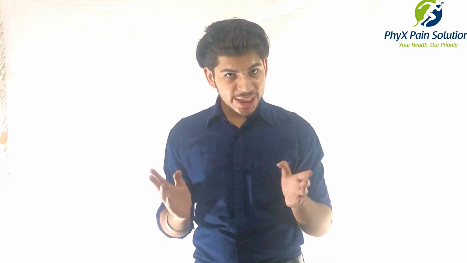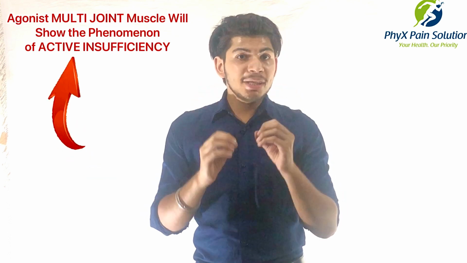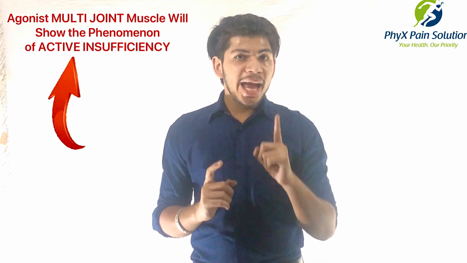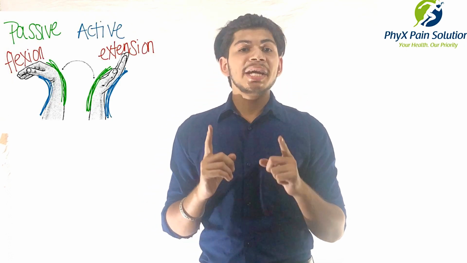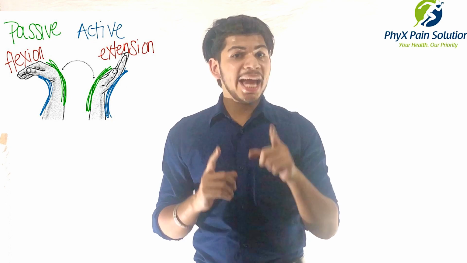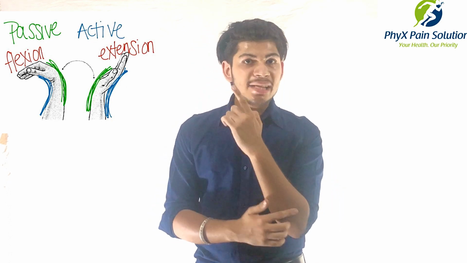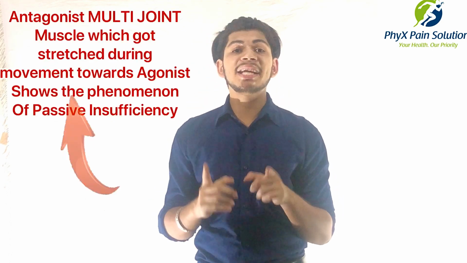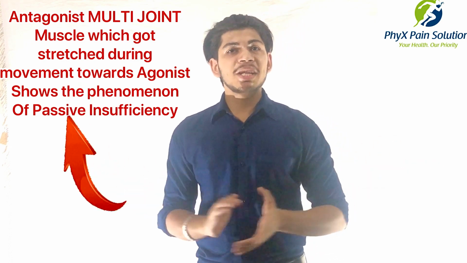So whenever we are applying this concept of active and passive insufficiency, it will always apply on a multi-joint muscle, and if we are talking about an agonist, then it will always be due to active insufficiency, and if we are talking about the antagonist, then it will always be creating the passive insufficiency. So this is the trick.